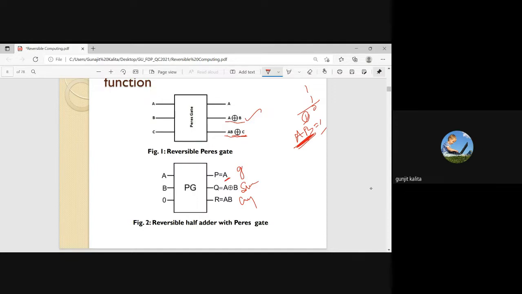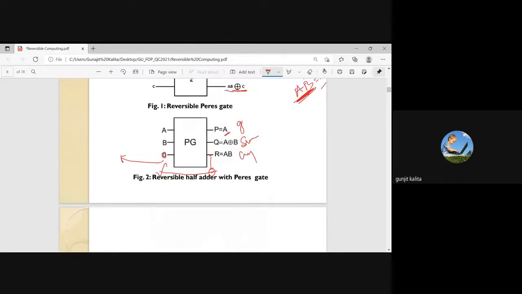And to manage this particular function, that half adder application, we need to make it zero. So this is a constant input. The constant input is also an ancillary input. We can say this is also ancillary. Sometimes we add extra lines to this system, and that is also ancillary, and this constant line is also ancillary. Right? So this is one example.